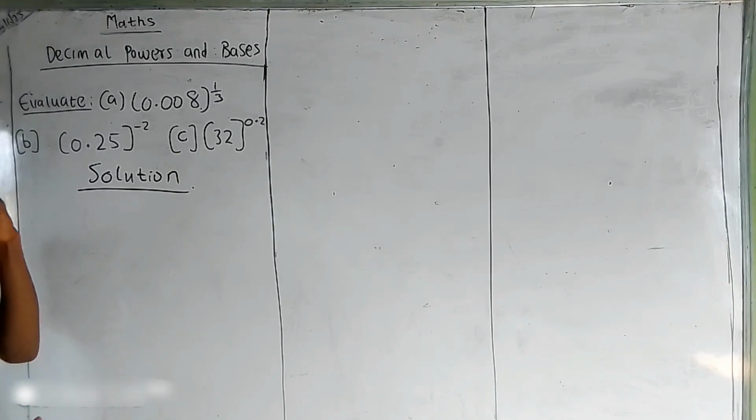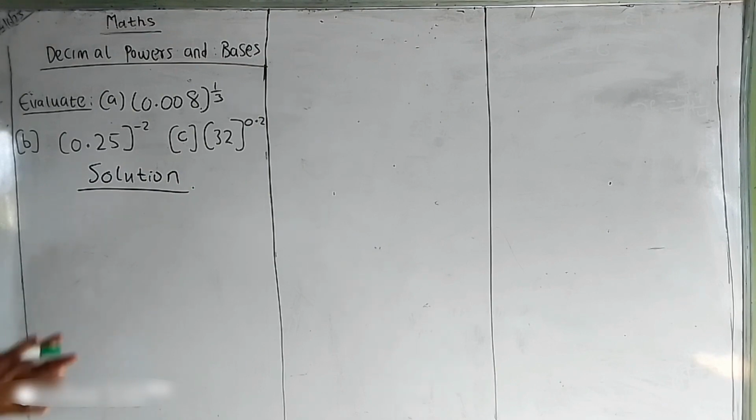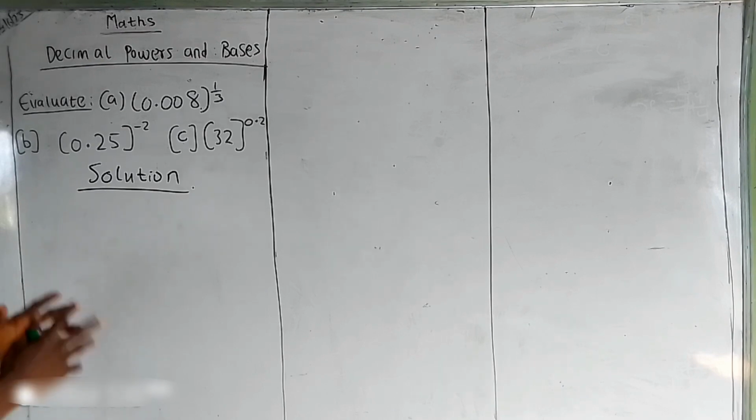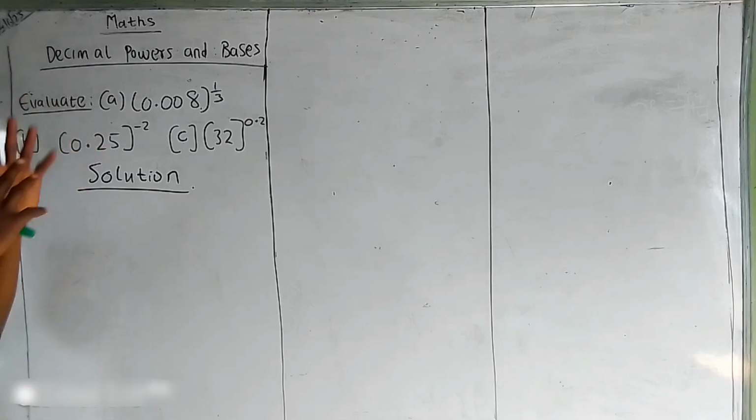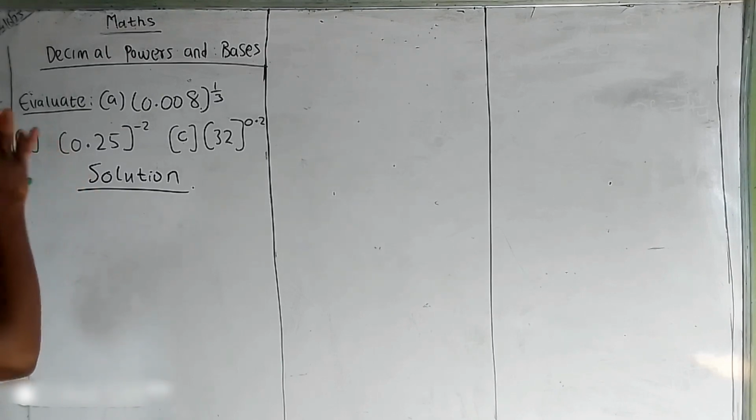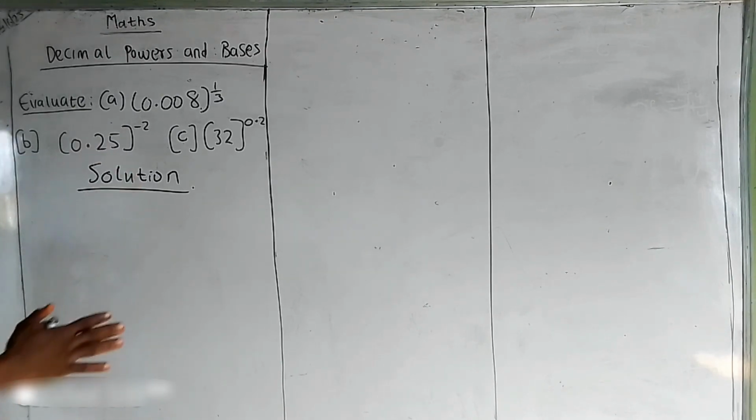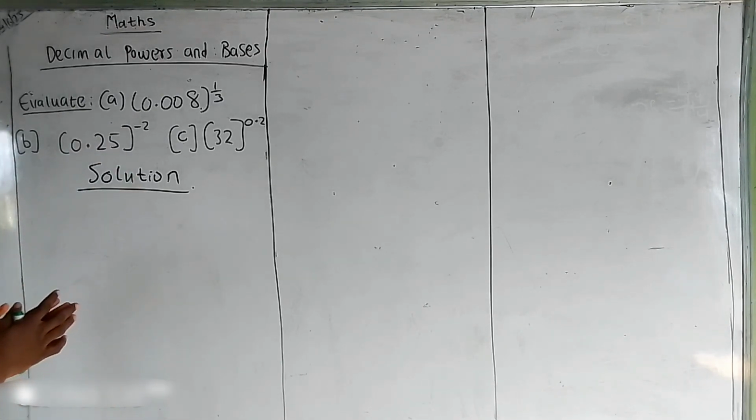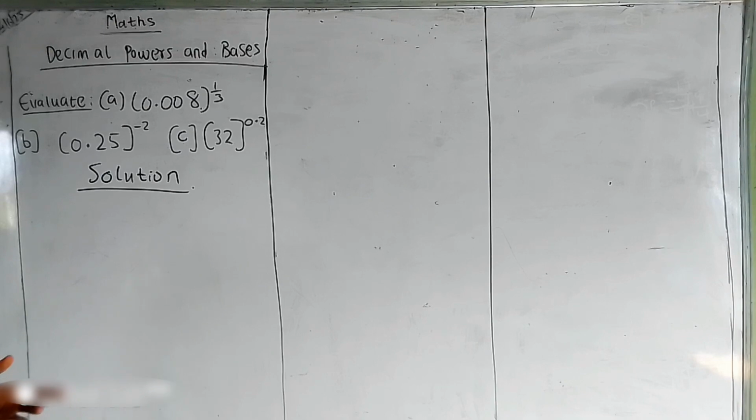So what do you do first? Make sure you express every decimal as a fraction so that you can understand what to do next. That is, express every number as a fraction. When you are given indices, decimal power and base to solve, you get a number with a power, and it's in decimal. So what do you do? Express it as a fraction.